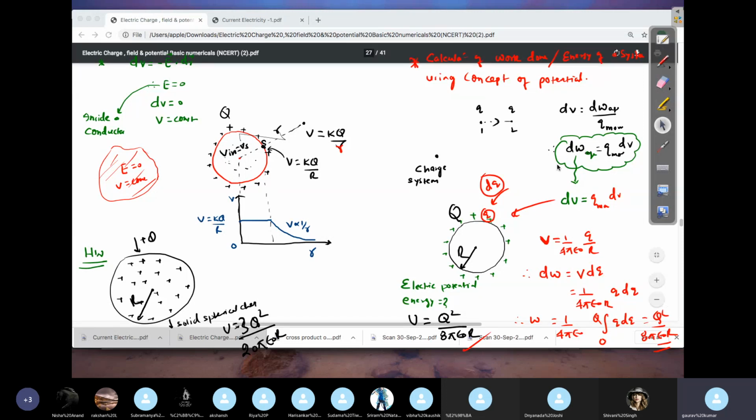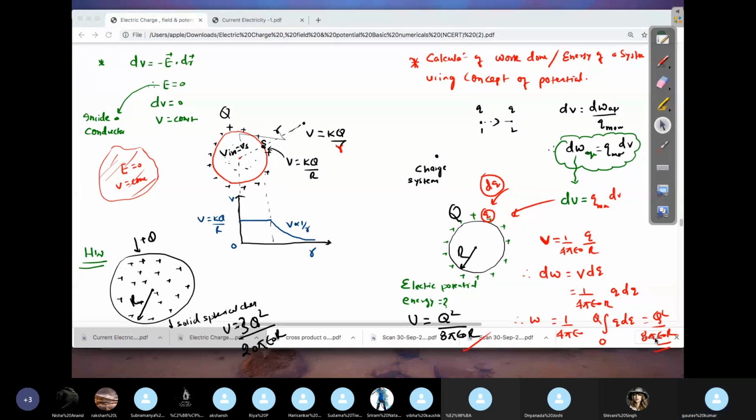We'll see some questions here. dw is also dU, no? Let's say we have a system of charge spread over a spherical surface, and now we want the energy of this. At any instant, let's say the charge here is Q. So V will be KQ by R. Now if we add one more dq, V will remain almost the same. So we can add dw because of V dq. Integrating from 0 to capital Q, we get Q square by 8 pi epsilon into R. This is what you have.